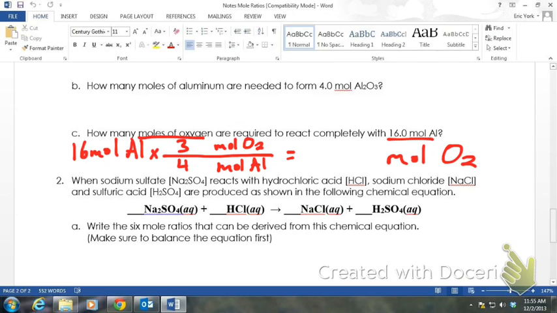So the first thing I would do is go 16 divided by 4. What's 16 divided by 4? 4. So then we have 4 on top. 4 times 3 is? 12. Good. So the way we read this equation is that if you are going to react completely 16 moles of aluminum, it will require 12 moles of oxygen because those are both reactants.